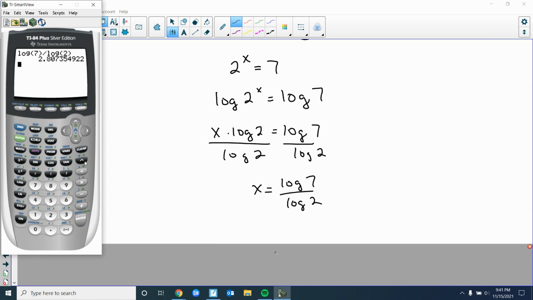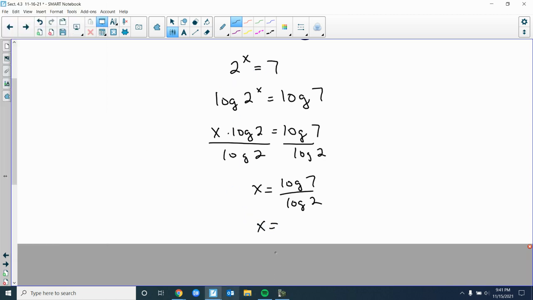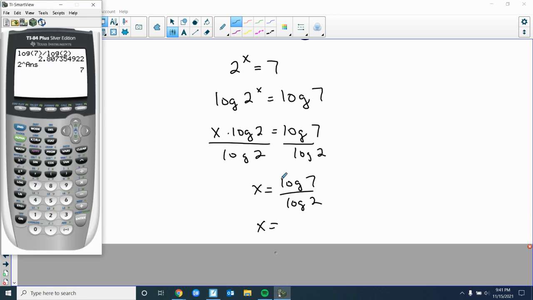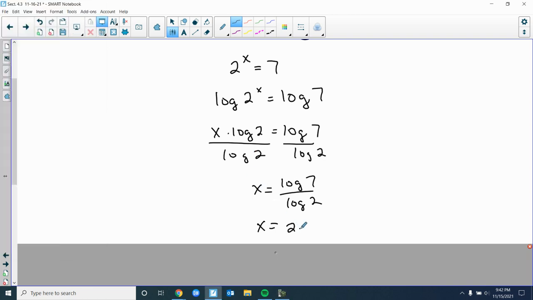And we get this answer. That's my decimal. And if I take 2 to that power, what should I get? 2 to that answer better be 7. Now, depending upon the scenario, depends on what you round it off to. In this case, a lot of times it is 3 decimal places. Let's do that. It'll be 2.807. That would be the answer there.